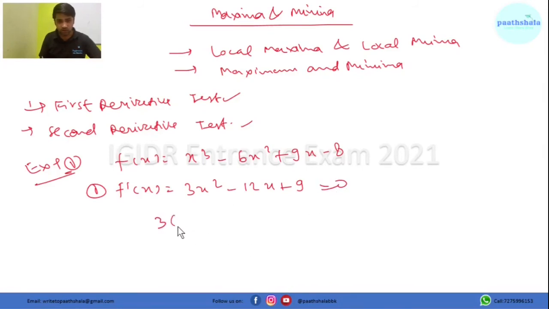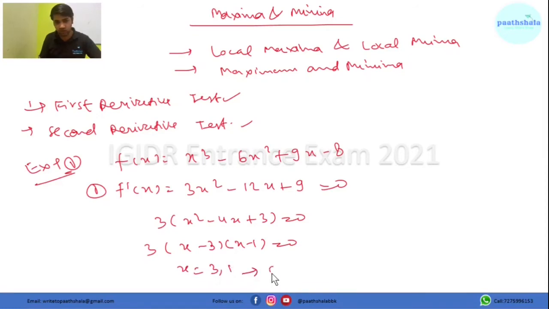Let's take 3 as common. This will come out to be x square minus 4x plus 3. Now by the middle-term splitting method we can solve it. This will come out to be (x minus 3) and (x minus 1). So here we are getting 2 points, that is 3 and 1. These are called critical points.